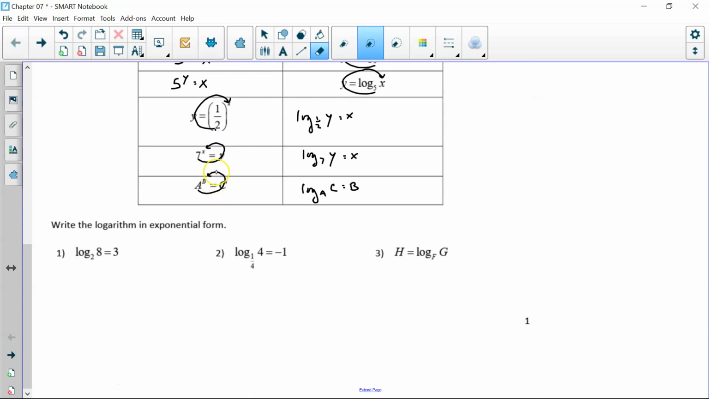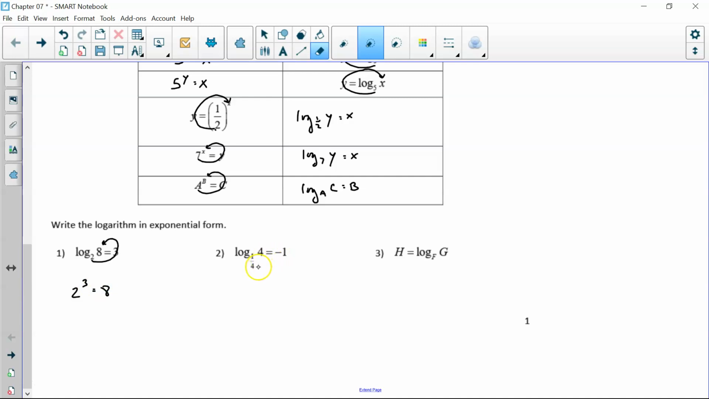Let's look at a few more. So we're taking these from logarithmic and writing them in exponential. So start at the base. 2 to the third equals 8. And that's a true statement. And you can check, wait, 2 to the third does equal 8.